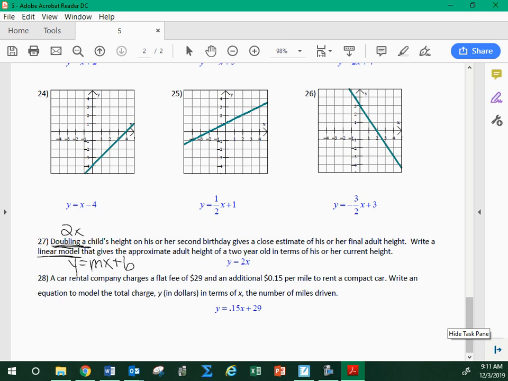Okay, I was working on simplifying it in my head. Here it says it charges a flat fee of $29, so they only do that one time. And then it's 15 cents per mile. That "per" means we're multiplying, so that's going to be our 0.15 times x. And then write an equation to model the total charge. All right, so again, the equation we're talking about is y equals mx plus b. So we have 0.15 for 15 cents per mile, and then just a one-time fee of $29.